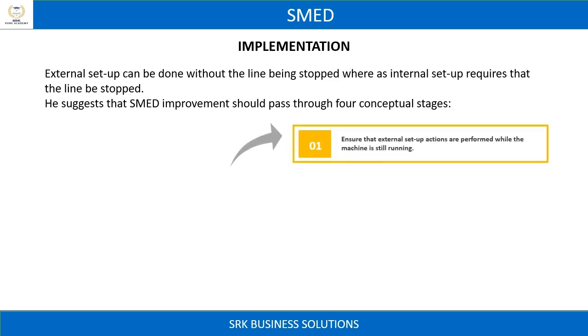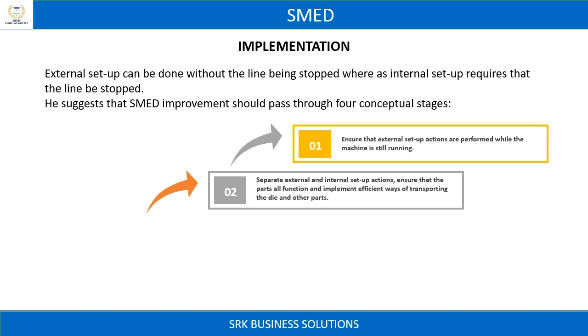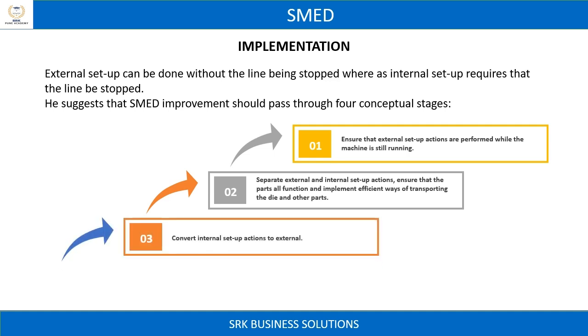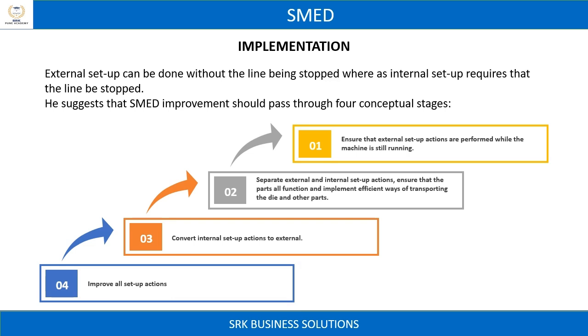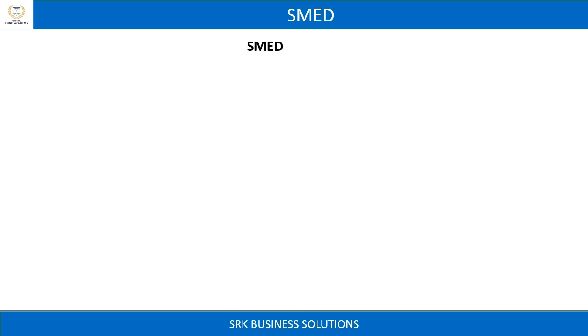Stage 1. Ensure that external setup actions are performed while the machine is still running. 2. Separate external and internal setup actions, ensure that the parts all function and implement efficient ways of transporting the die and other parts. 3. Convert internal setup actions to external. And 4. Improve all setup actions.